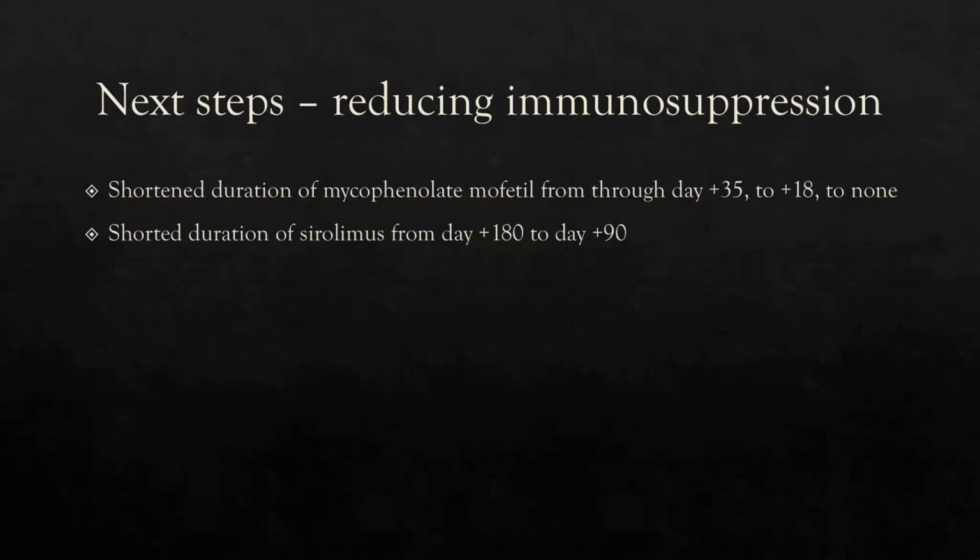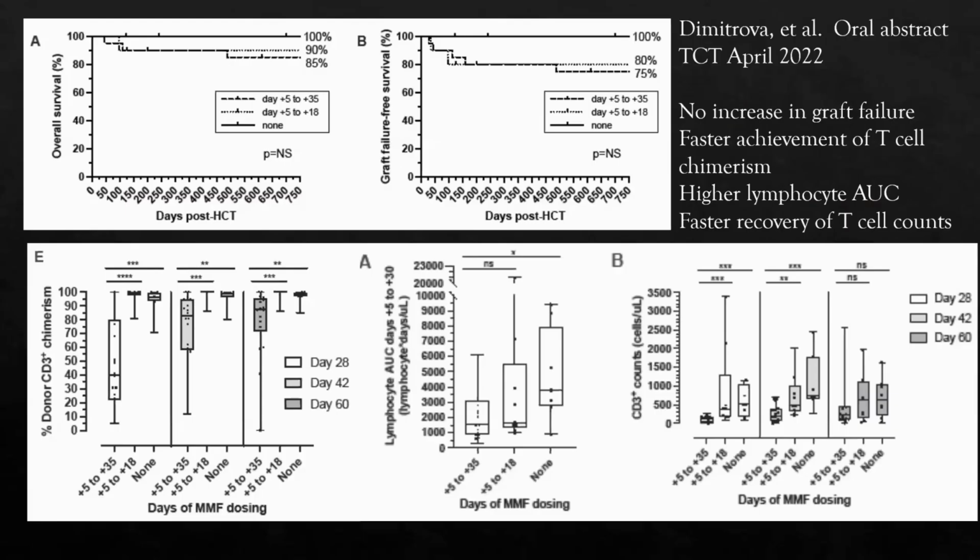But the next steps were to try to improve the platform further after we transplanted the first 20 patients. And so we decided to shorten the duration of mycophenolate mofetil, first down from 35 days to day 18, and then to none. We also shortened the duration of sirolimus from day 180 to day 90, particularly since we saw very little graft versus host disease.